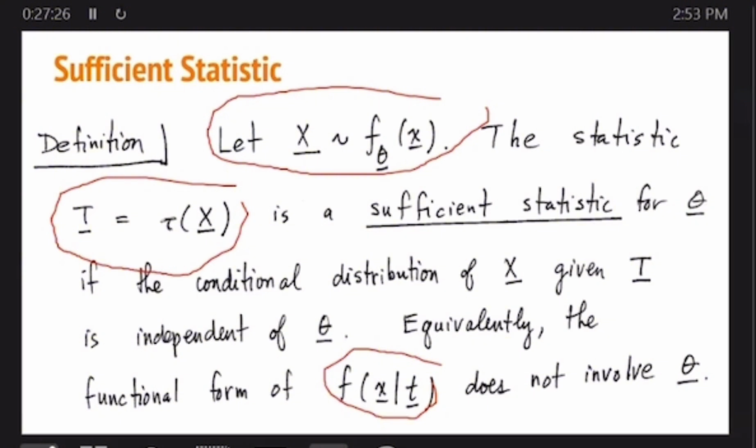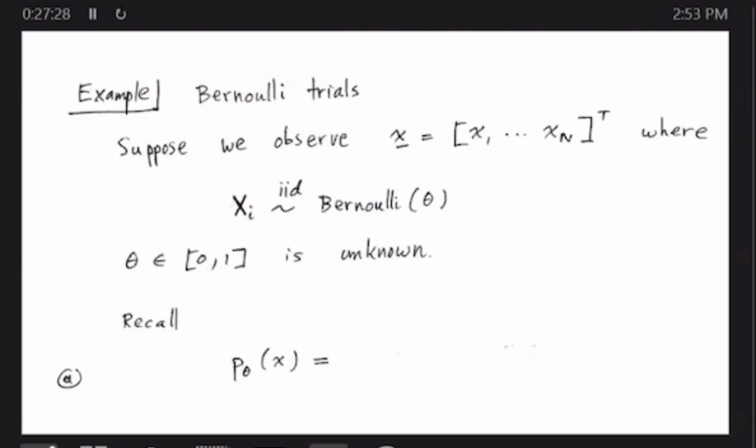Now take a look at this. Just like the beautiful question you asked the other time. Can you see me, right? Hello, can you see me? You asked a very beautiful question the other time, that we need to know the distribution.